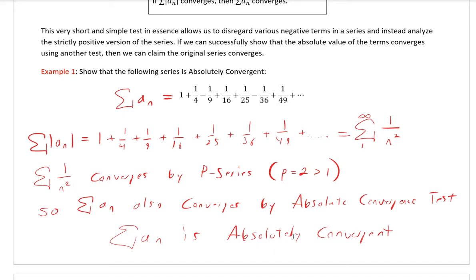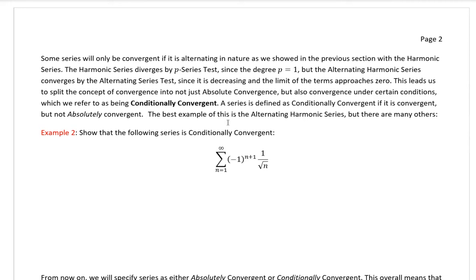If you don't converge absolutely, then you converge conditionally. You converge under some specific terms, but not all the time, not when we take the absolute value of each of the terms. The main example of that is the alternating harmonic series. The harmonic series, as we know, diverges by the p-series test, but the alternating harmonic series, which was the first example in the previous section, converged instead by the alternating series test. So it converged when it was alternating, but not when it's absolute. So we call that conditionally convergent.